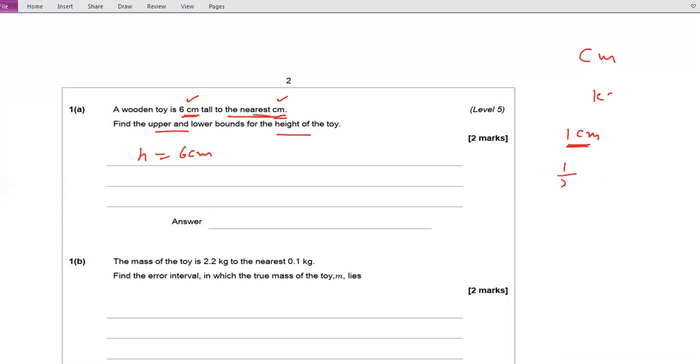First, half the degree of accuracy. It will become 0.5. Now for upper bound, add this, and for lower bound, subtract this half of the degree of accuracy. So this will become 6.5. This will become 5.5. The same rule, just simple.